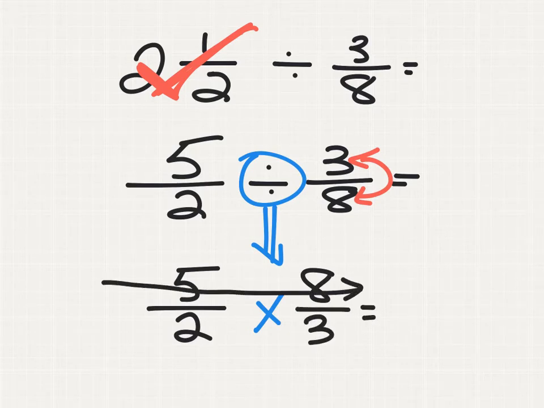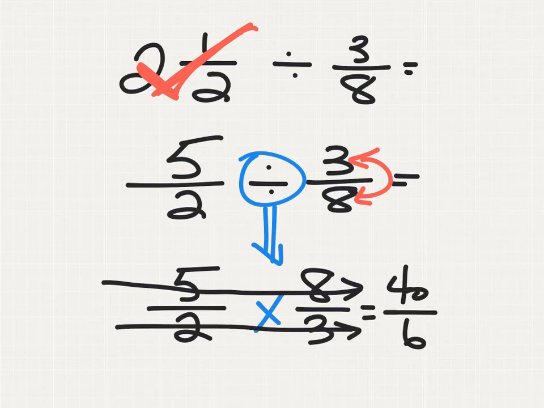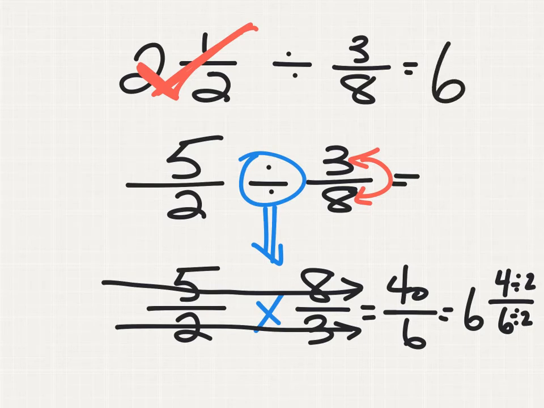5 times 8 is 40. 2 times 3 is 6. I can make 6 groups of 6 from 40 with a remainder of 4. My remainder is my numerator. I keep my denominator of 6. I can simplify 4 over 6 by 2. So that 2 1/2 divided by 3/8 is 6 2/3.